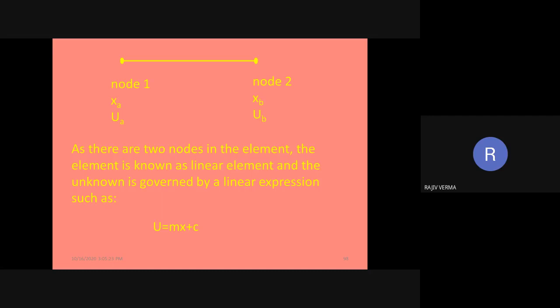This linear element has 2 degrees of freedom because at each node there is only one unknown. So at two nodes, the element has two unknowns. So the degree of freedom of this element is going to be 2, which obviously is the simplest case possible. Now in the coming slide, we are going to obtain the values of m and c.